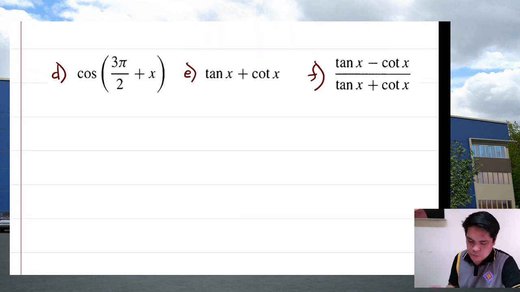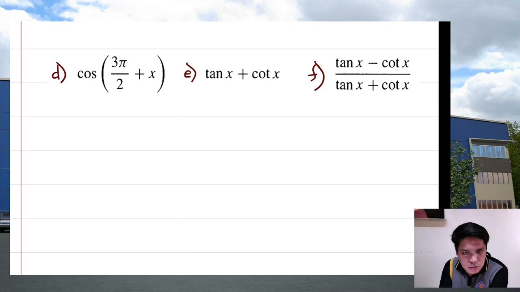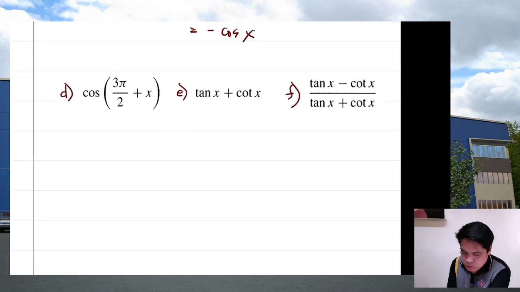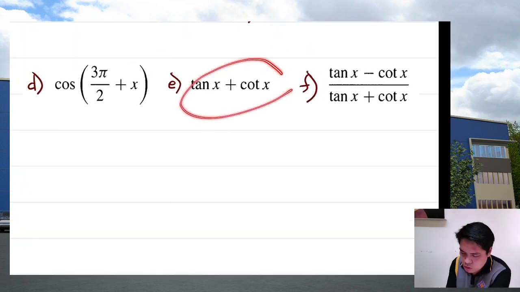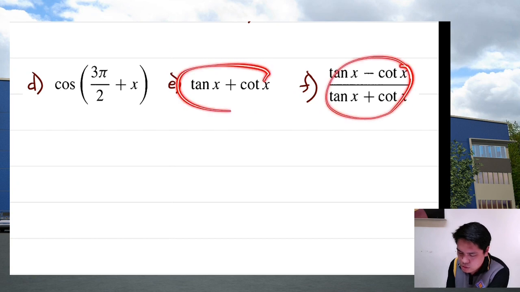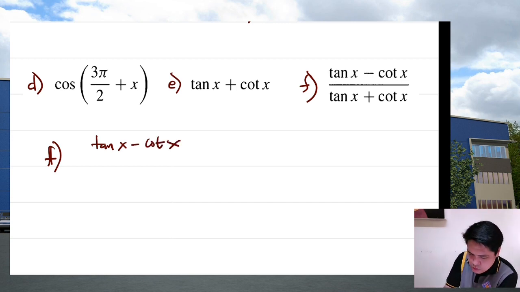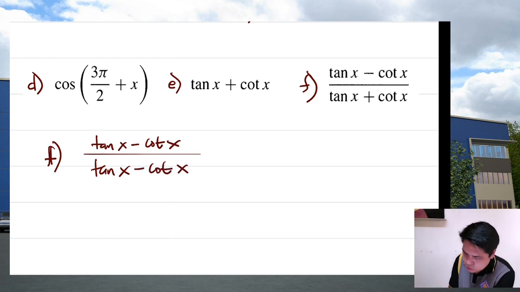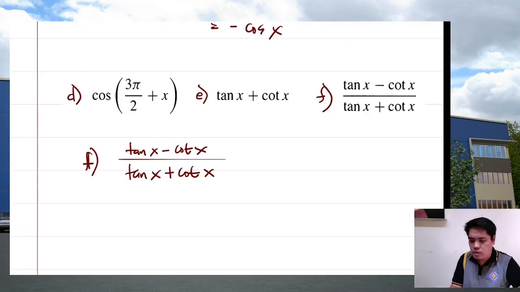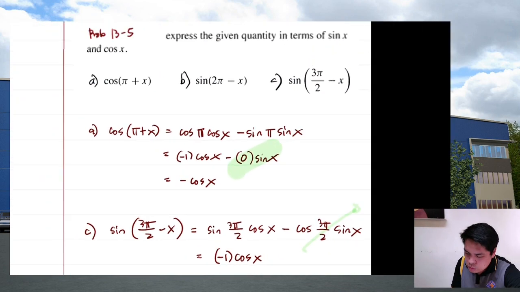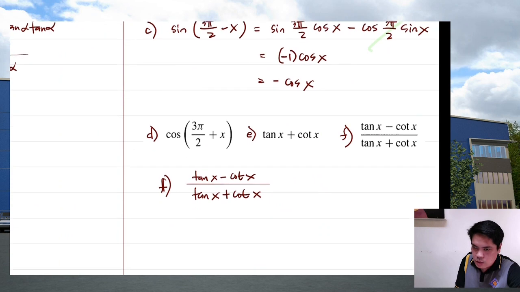We have problems D, E, F. I think problem D is just similar to what we have solved at first. So, let's just try either of these two. We'll try this. You can solve this one yourselves. So, for letter F, we have tangent x minus cotangent x over tangent x plus cotangent x. Now, the instruction again is to express our answers in terms of sine x and cosine x.